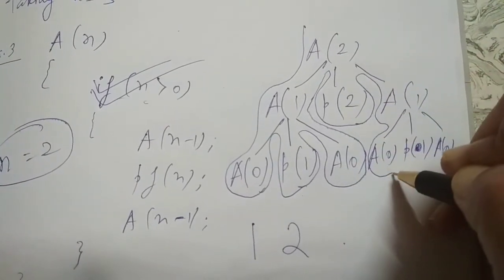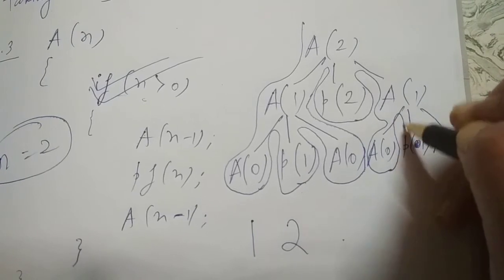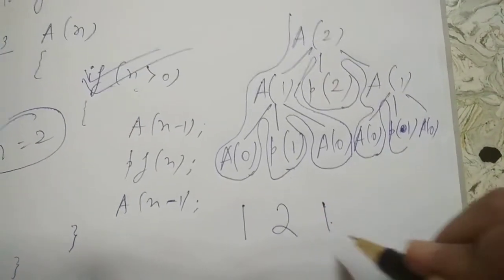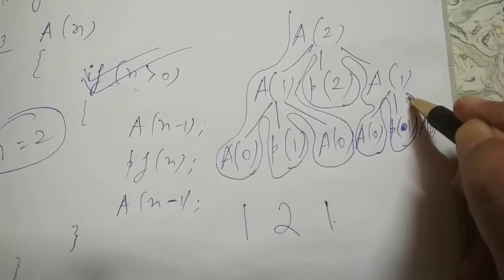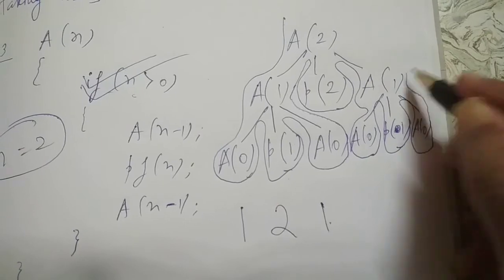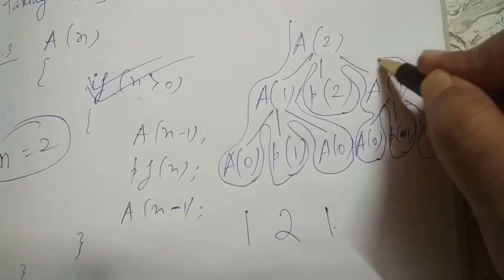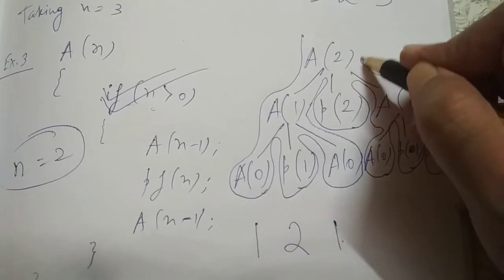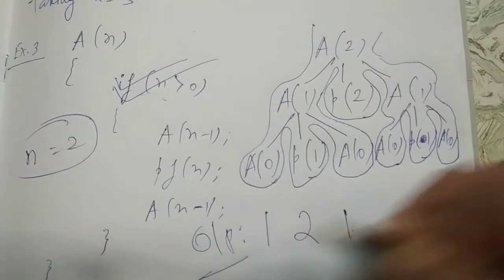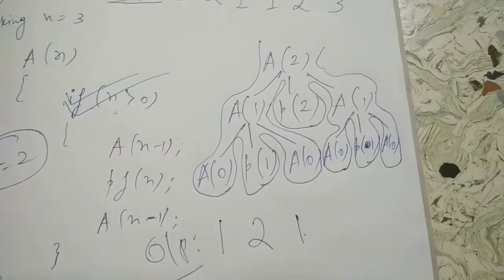Again I go back up and then I have to cover a of 1. There is a call to a of 0, which leads to nothing. There is a printf on 1, so I print 1. Then I go back up and there is an invocation on a of 0, but there's nothing to do with a of 0. So I've completely covered a of 1, and it also means that I've completely covered a of 2. My final output is 1, 2, 1.